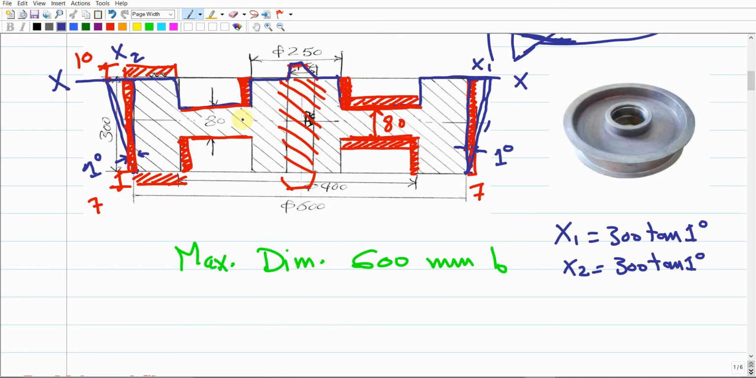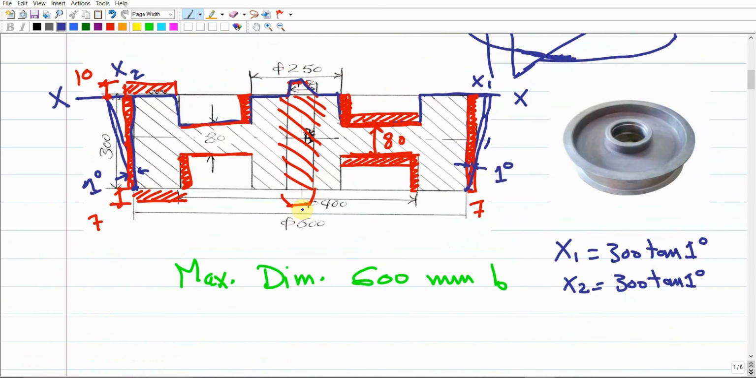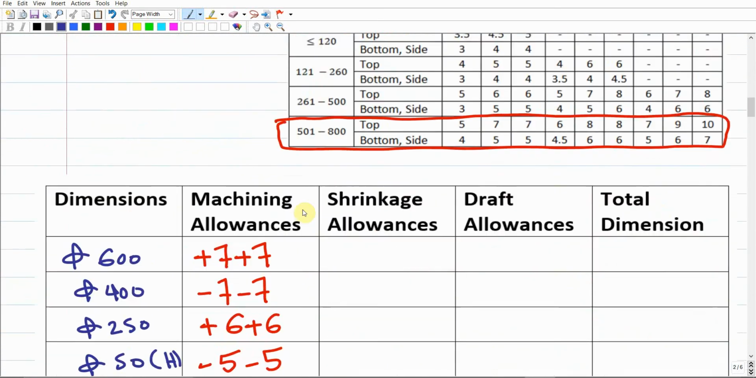We agreed that it is fine if we skip these vertical short surfaces because they are short in comparison to the other one. So the big deal is already going for the draft allowance for the largest vertical surface, which is this vertical surface and this one, which will affect the 600. That's why we repeated it in the table down there. So adding x1 and x2 to the 600, it means that we're gonna add 2 times 300 times tan 1 degree to the 600 next to it.